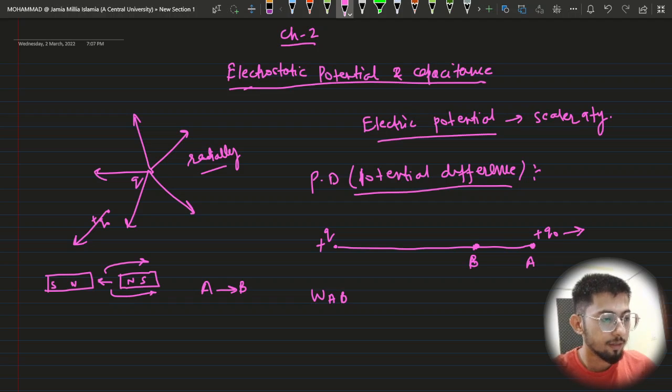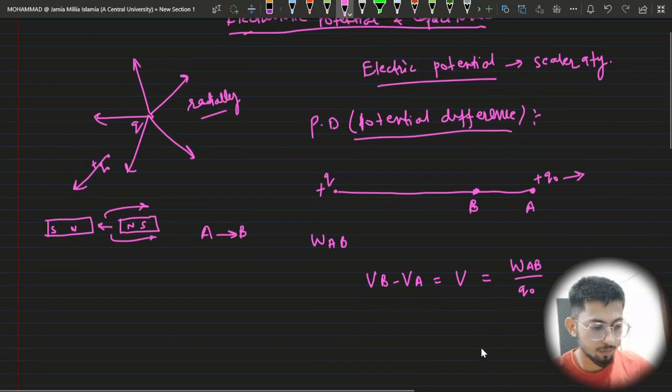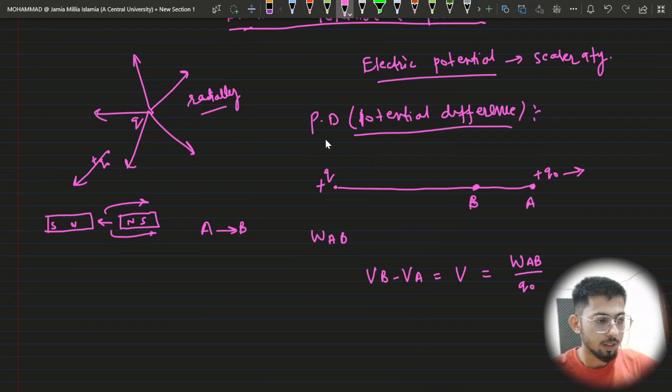Then the potential difference between A and B, we call it VB minus VA. Let's call it V, which is equal to work done divided by the charge that we want to move. This is the potential difference between points A and B.